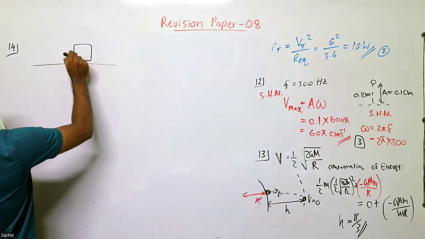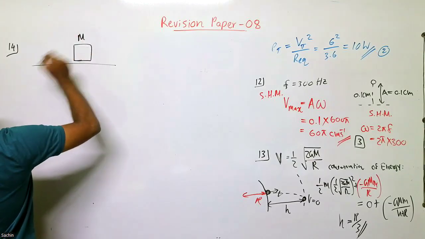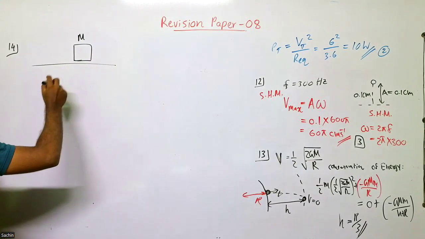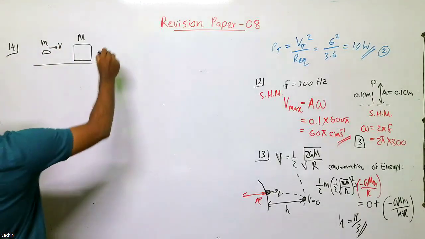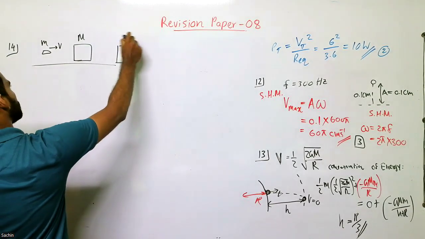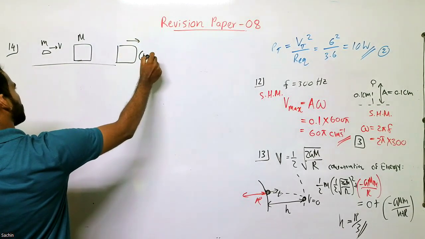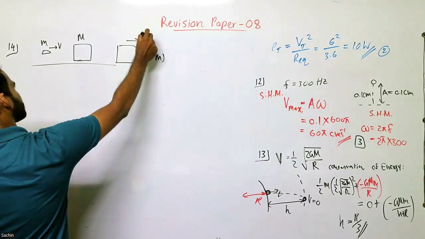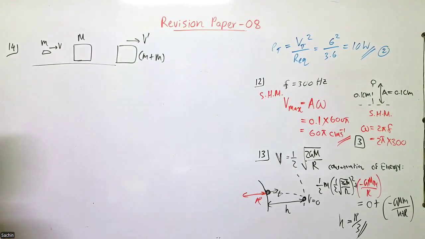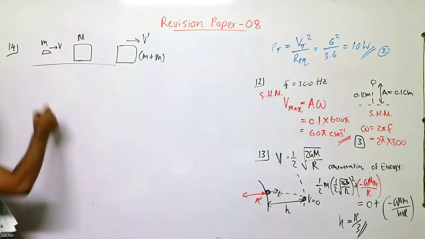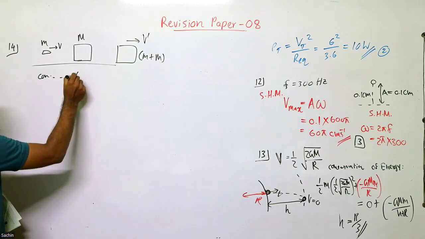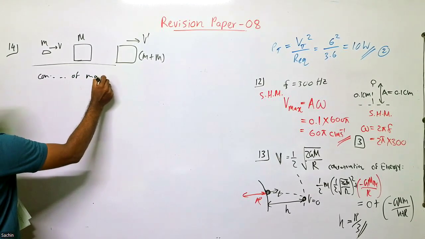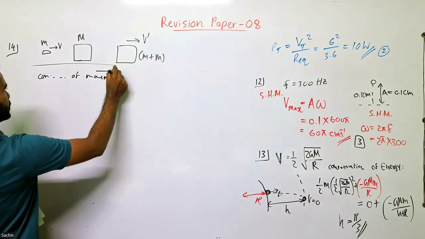There is a capital M mass which is initially stationary on this smooth surface. A bullet hits it with the velocity v. So they are asking to calculate the final velocity of both, the coalesced, combined object. Very easy case. For any collision, you can use conservation of momentum. So this is just an application of conservation of momentum.